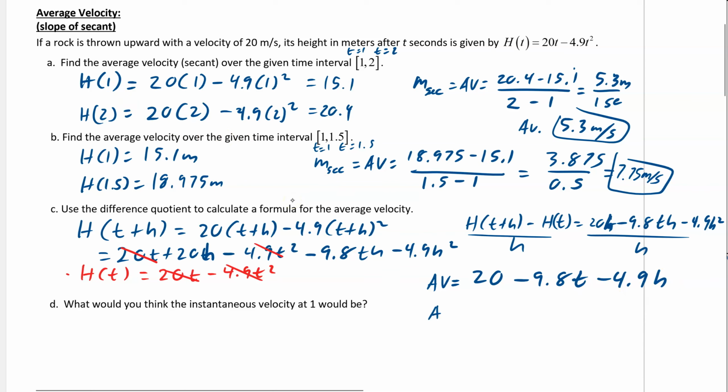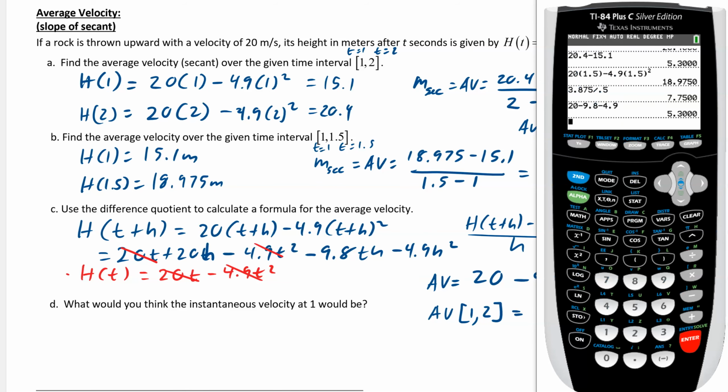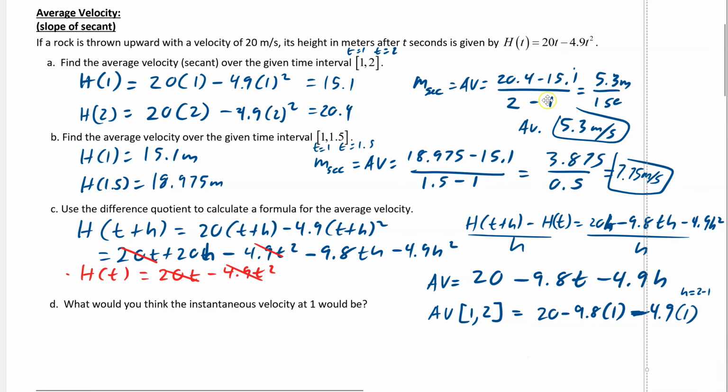So if we were to plug in the average velocity from 1 to 2, this would be 20 minus 9.8, and we're going from 1, minus 4.9. And remember, h is the distance between the two. So h would be 2 take away 1, which is 1. And if you plug this in, you'll see that it becomes 5.3. So 20 take away 9.8, there it is, 5.3. So it's another way of finding average velocity.